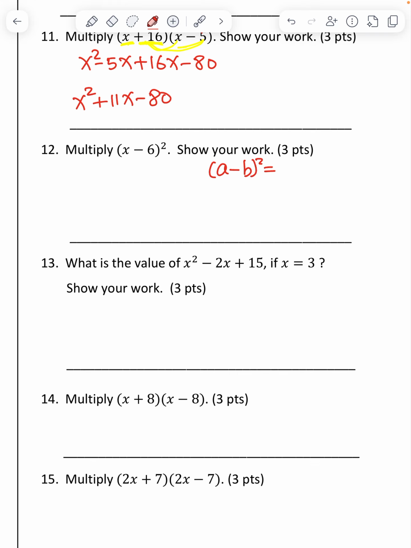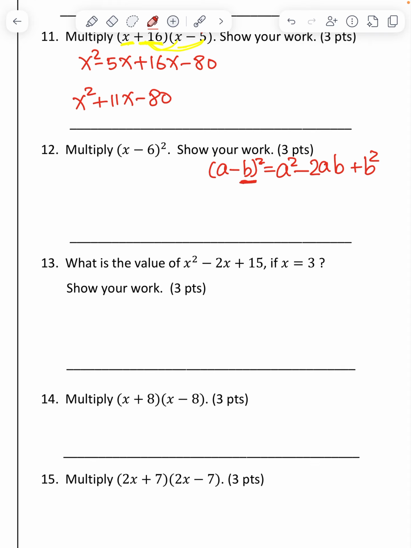This is equal to a squared, and the last term is plus b squared. We don't need to worry whether b is positive or negative. If here is negative, the second term is going to be negative, negative 2 times a times b. So that's it. That's the formula.